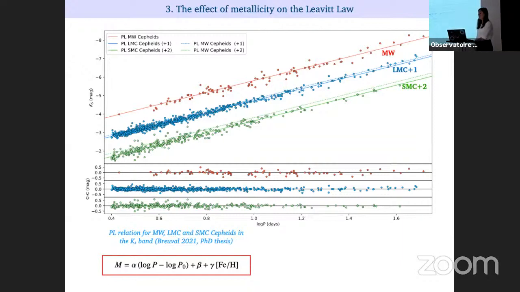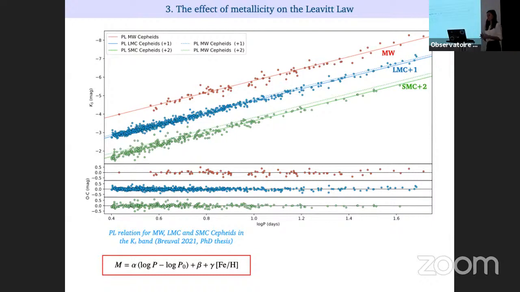The main one is to fix the slope of the PL relation to that of the LMC. But some studies suggested that the slope is different in different galaxies. So this is a big assumption. We also assume that the slope is the same for all Cepheids, but there might be a break at log P = 1. So we should also run this analysis by adopting different slopes.